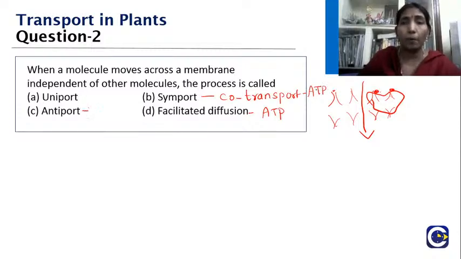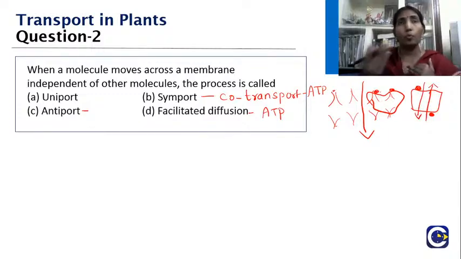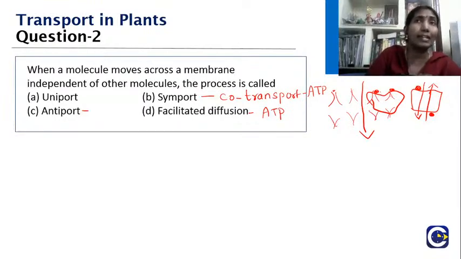What about antiport? In antiport it is something reverse. If one molecule is on the outside, the other molecule will be inside, so they will move in opposite directions. If one is moving out, the other will be moving inside. Mostly it happens in our kidney, the renal tubules. There we can come across antiport. Whereas symport, the co-transport, you can see in our gastrointestinal tract.